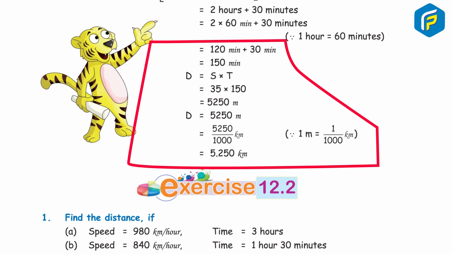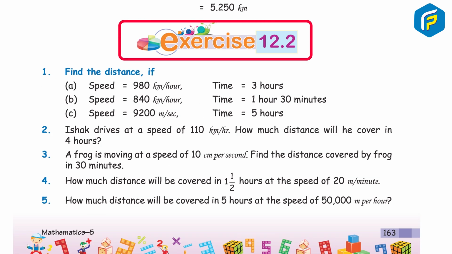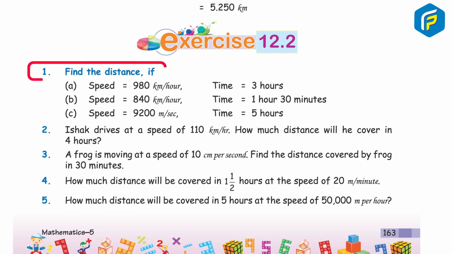D is equal to S into T is equal to 35 into 150 equals 5,250 meters. D is equal to 5,250 meters. 5,250 upon 1000 kilometer, because 1 meter is equal to 1 upon 1000 kilometer, is equal to 5.250 kilometer. Exercise 12.2. Question 1.